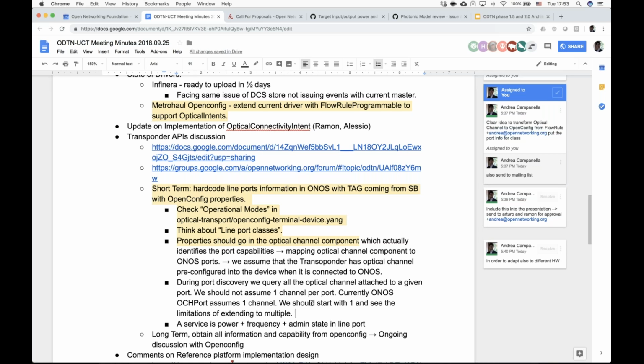Okay, yeah, I agree with Ramon. I think we should start with one, see what the current model is, see its limitations, and then move it to multiple when we have a clear, better understanding and at least a working improvement and a working state for this. I agree.